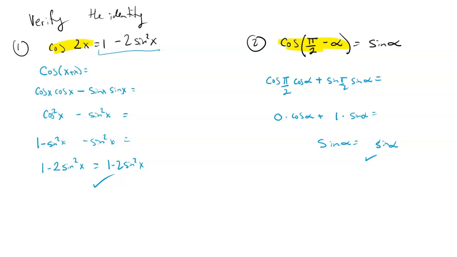Just FYI, this is something known as a double angle, which we'll talk about later. And this is an example of something we talked about last semester called co-function identities. So proving that these two are equal to each other. And that is 5.3.